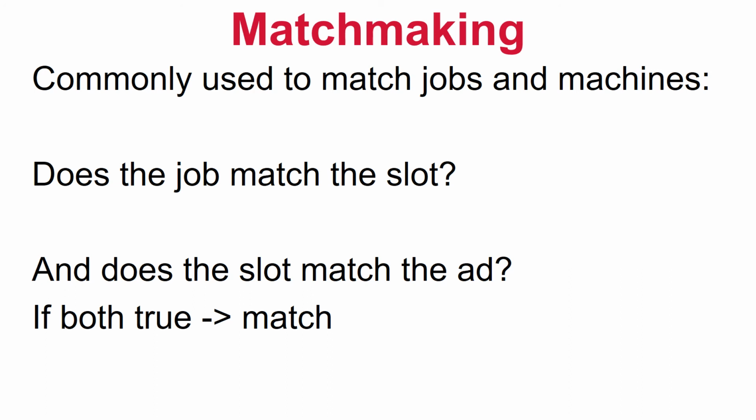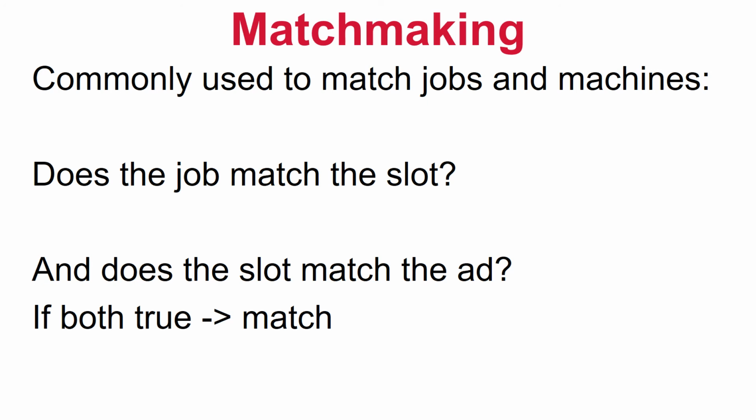The system takes every idle job and, one by one, tries to find an appropriate slot to run it on. So, it takes one job ad and one slot ad and checks for a match. If there is a match, the job can run on that slot. If there isn't a match, it keeps looking. The way the match works is like this. The user provides a requirements expression for their job, as we discussed earlier.